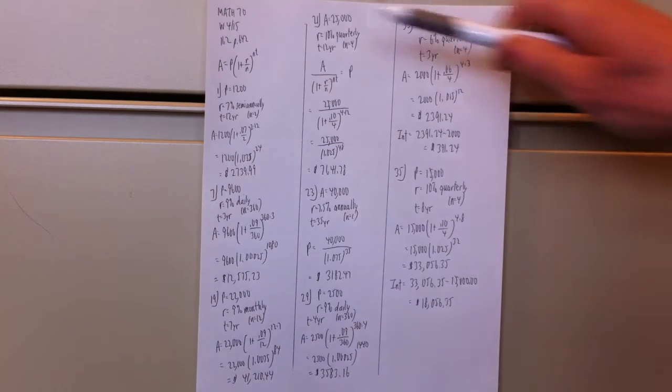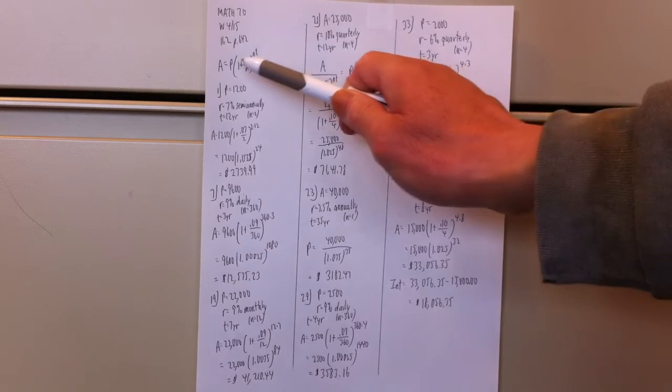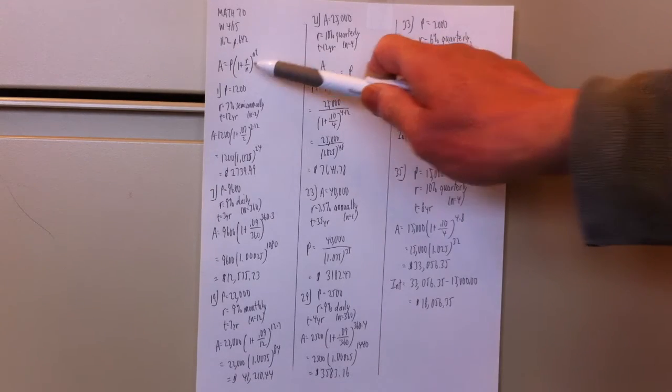These are notes from Elham's Math 70 for Wednesday, April the 15th, section 11.2, page 642. It is on compound interest. Last time we did simple interest. We're now doing compound interest, and this is the compound interest formula.